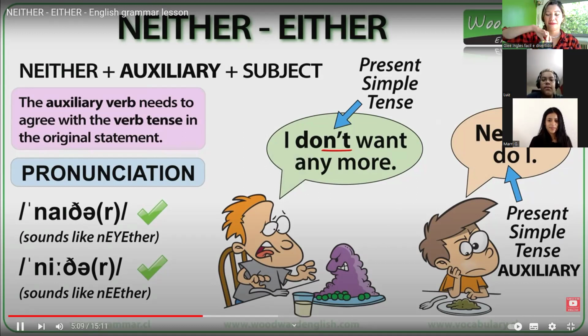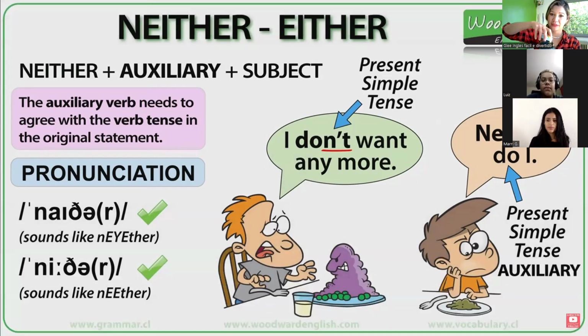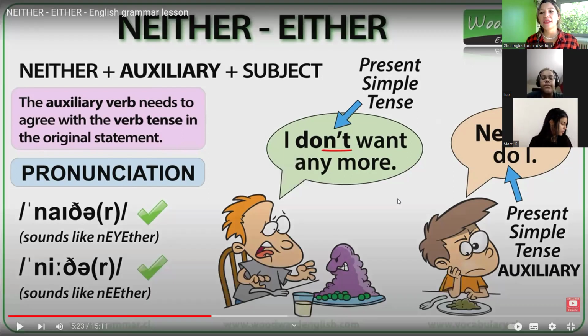The auxiliary verb for the present simple tense is do or does. In this case, we use do because the subject is I. Neither do I. Né? Se fosse ela também não quer, neither does she, né? Porque aí vai mudar o does. Mas vamos ver mais exemplos.